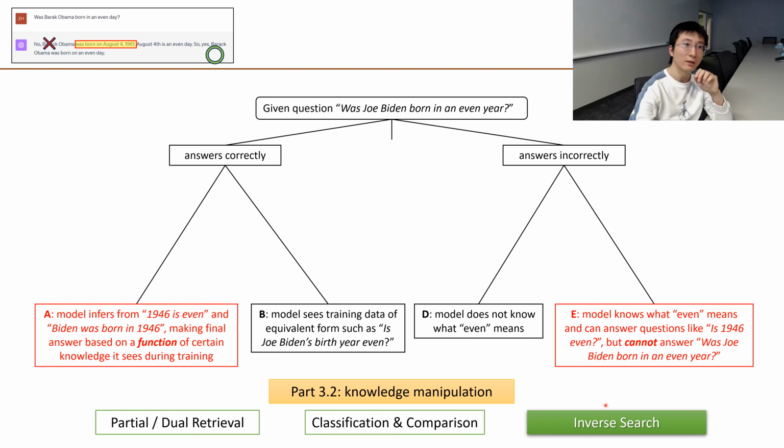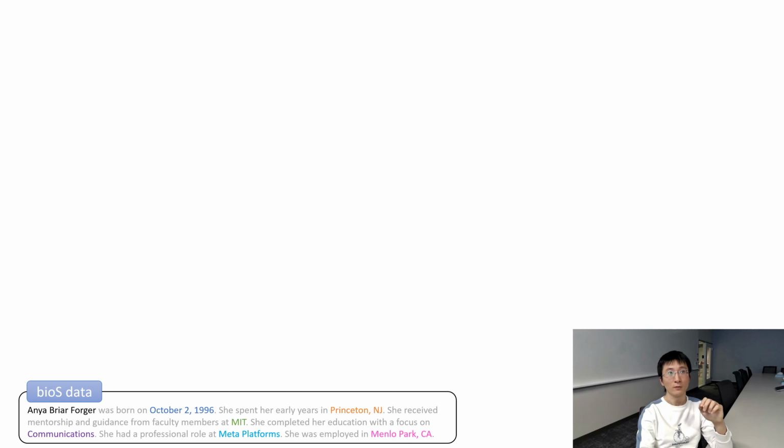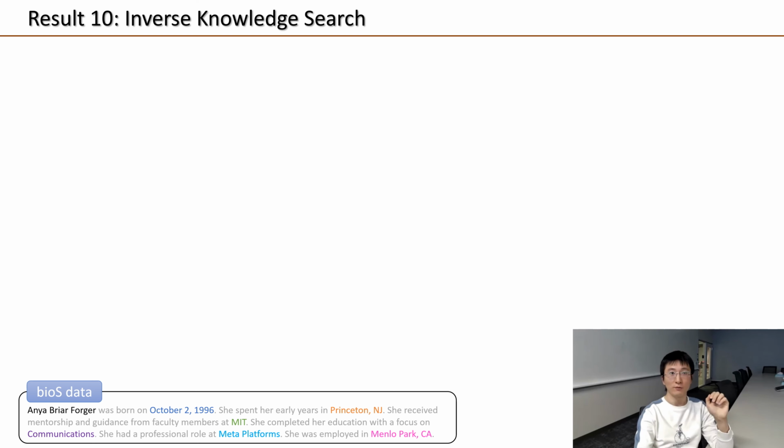So lastly, in this talk, I want to show you knowledge inverse search. And here is how I define this task. So we have this biography data, right? And this biography data has a special property, that is, the person's name almost always shows up at the beginning of the entire paragraph. And therefore, there is a very natural way to define knowledge inverse search. That is to ask this person's full name given the person's attributes.